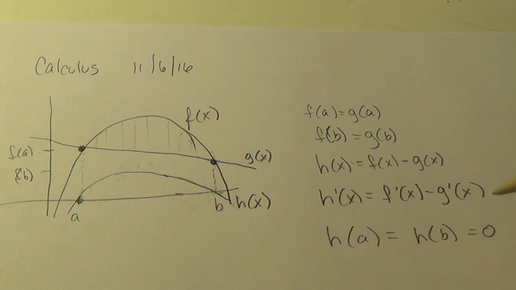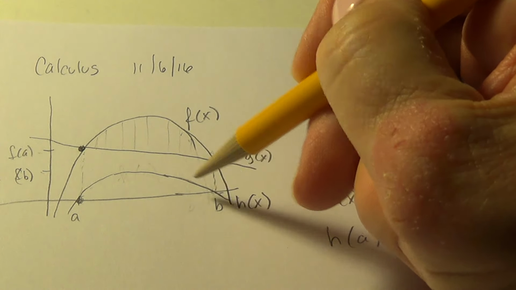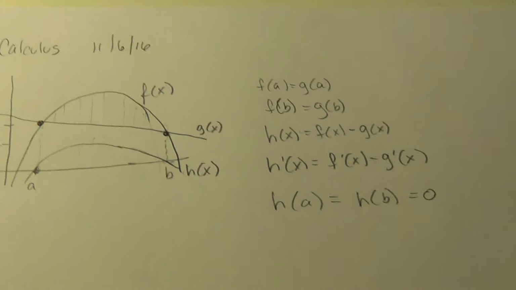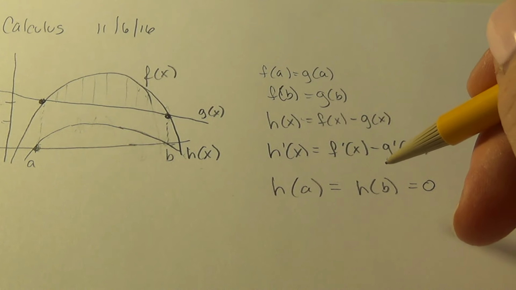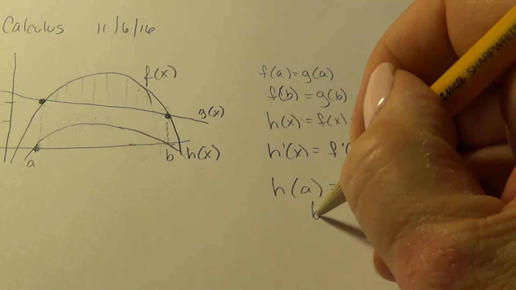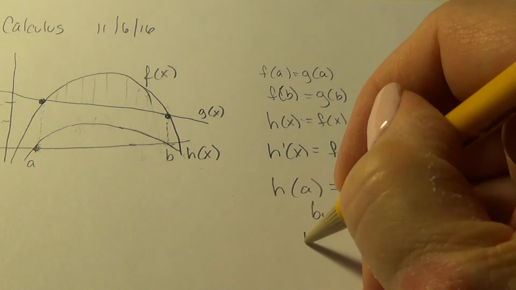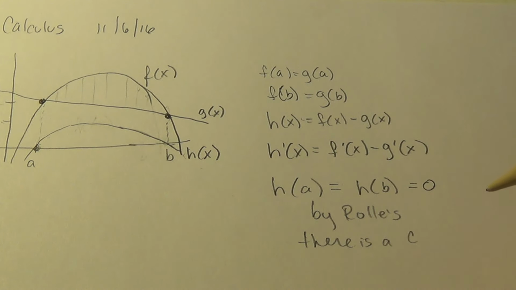So this is a prerequisite. As long as this is continuous on the closed interval AB and differentiable on the open interval AB, which it is, we can use Rolle's theorem. So can you roll out Rolle's theorem for me? So by Rolle's, we can say there is a value C in the interval AB such that, what? Can you finish it for me?